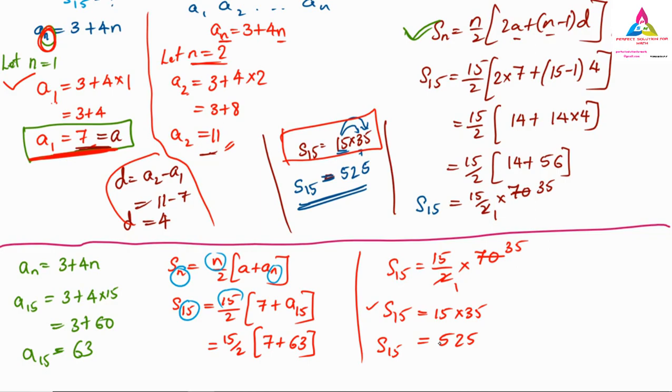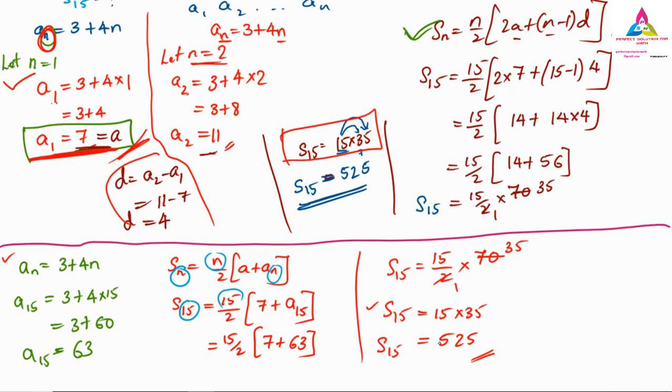Or, after finding a1, you can directly jump to a15, because they have told you to find S15. So you find a15, then substitute in the formula Sn is equal to n by 2 into a plus an, and you will get the same answer. So both the answers are correct, and you will get the marks if you use any one method. So this is the solution for this problem.